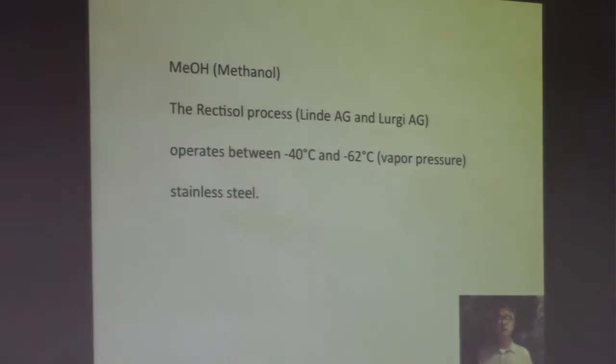Another solvent of choice is methanol. Pure methanol is often called the Rectisol process, and the advantage of this is that it's simple. One just uses methanol as a solvent. The disadvantage is that the methanol must be maintained at very low temperatures to keep its vapor pressure low, which means that it's both an expensive process in terms of energy consumption, and one must use stainless steel in order to prevent corrosion and decay.